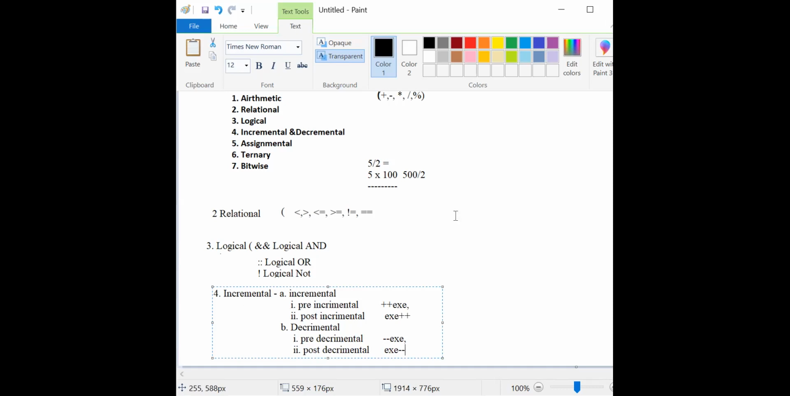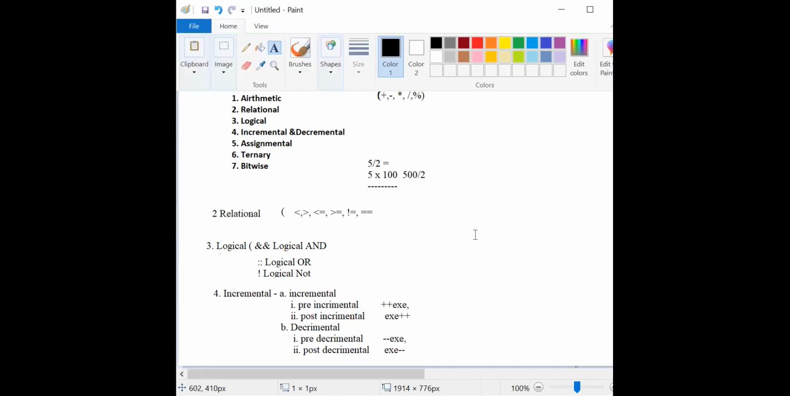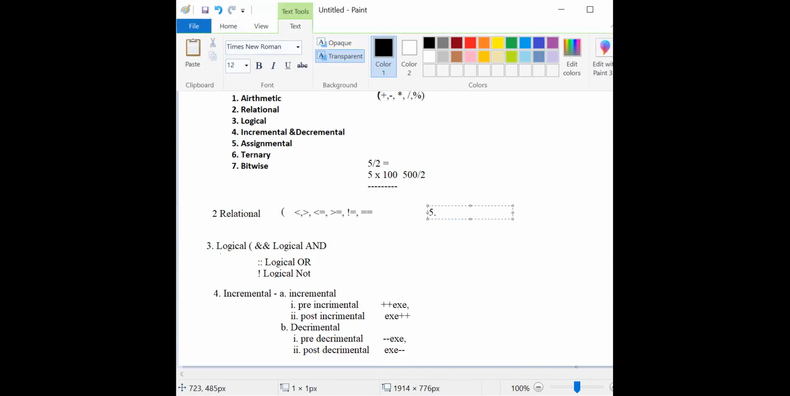Okay. And the fifth one is also there. That is the assignment operators. These assignment operators can have two types of assignment operators. What is that? One is the simple.